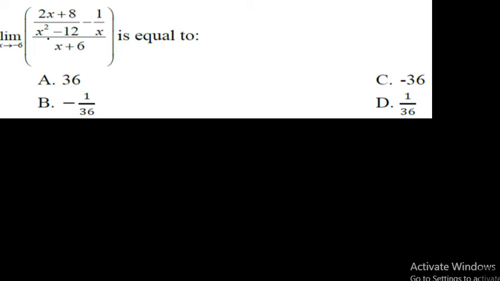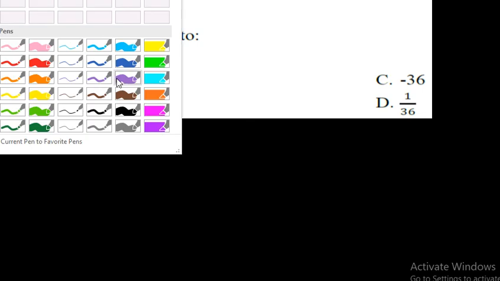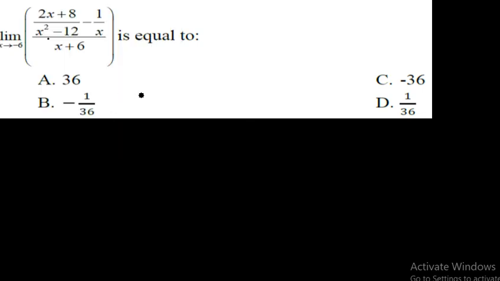The first question here says: the limit of the whole function, (2x plus 8 over x squared minus 12, minus 1 over x), the whole over x plus 6, as x approaches negative 6.